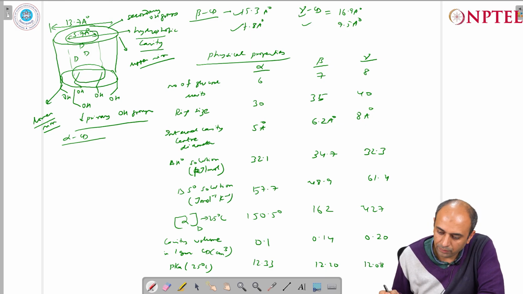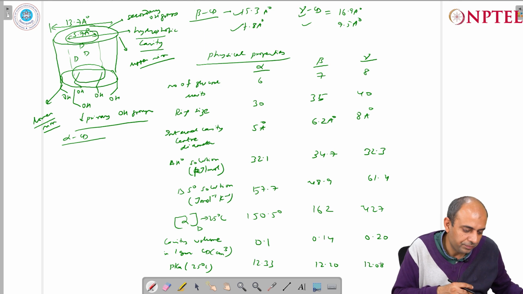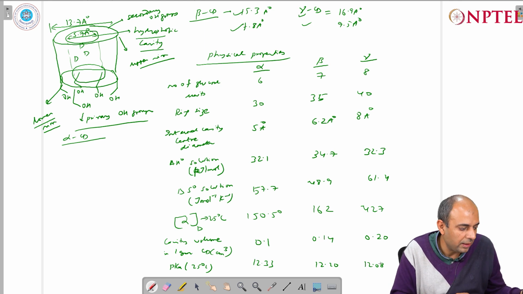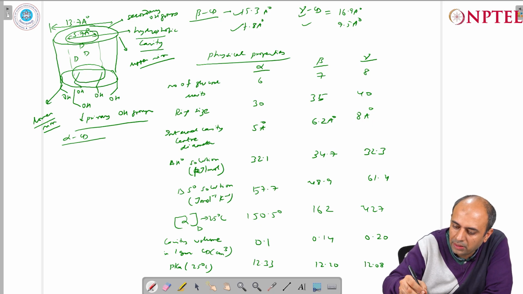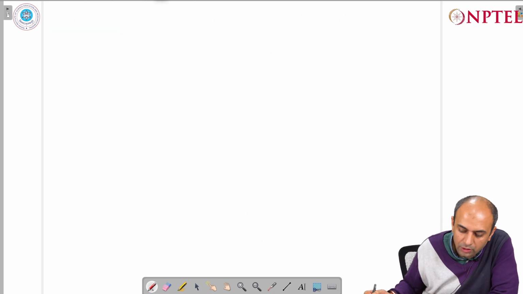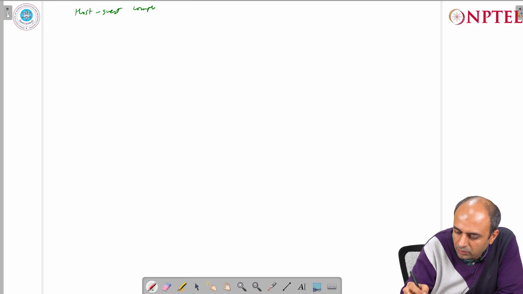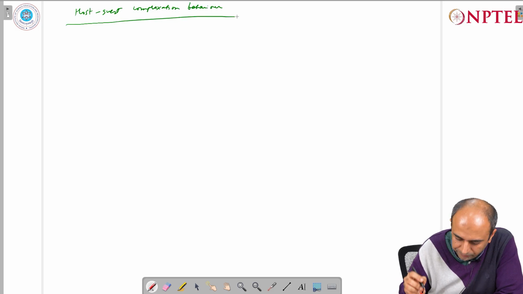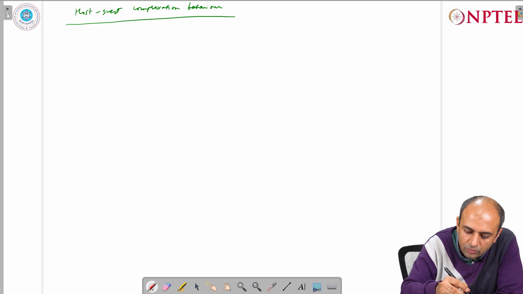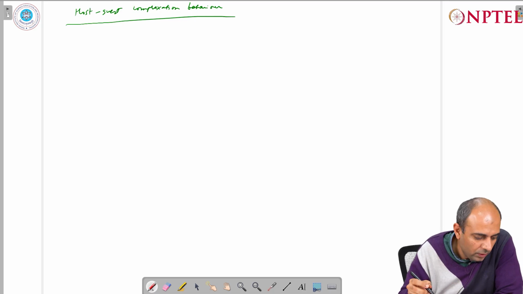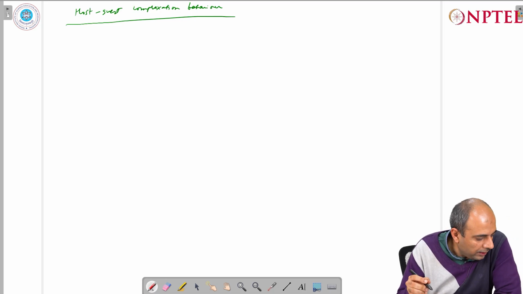And now, keeping in mind these important properties, we would like to see the host guest complexation behavior of this class of molecules. So, now let us look.